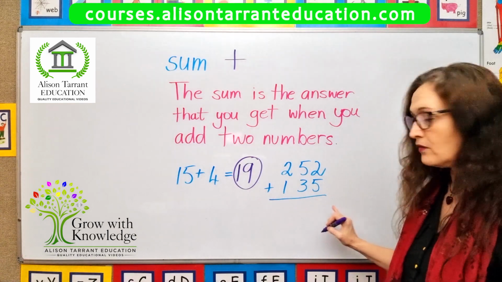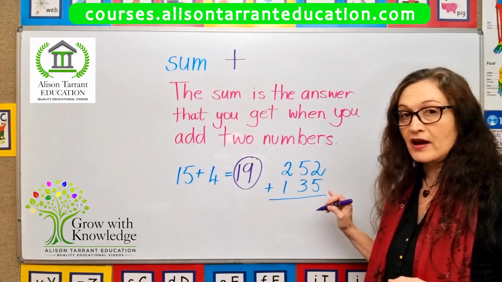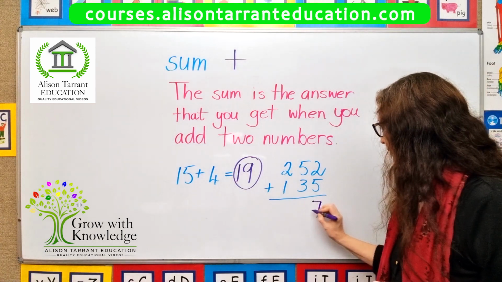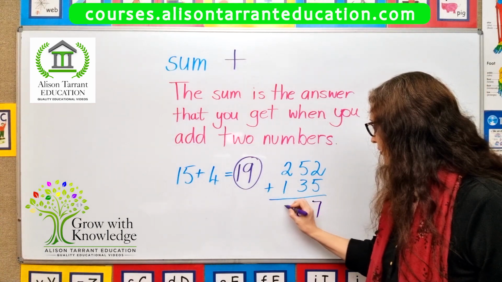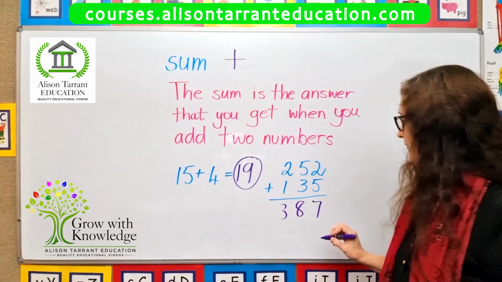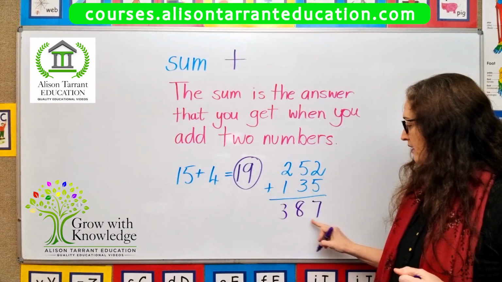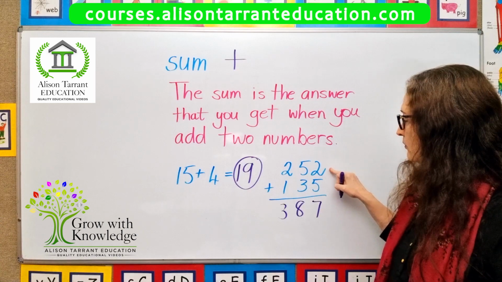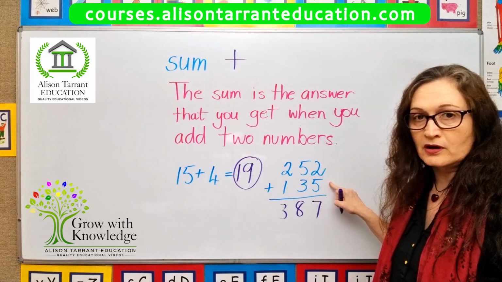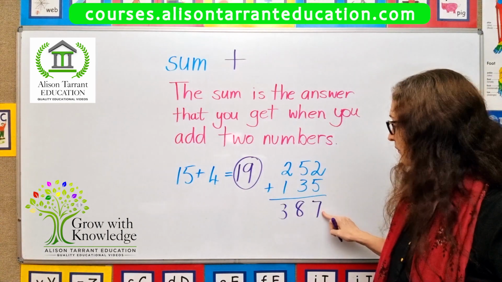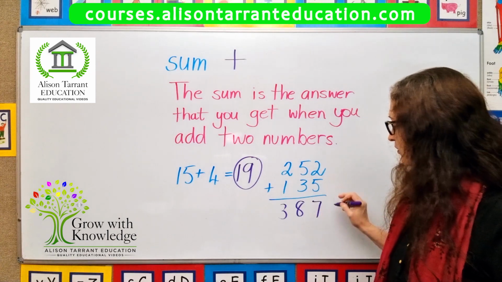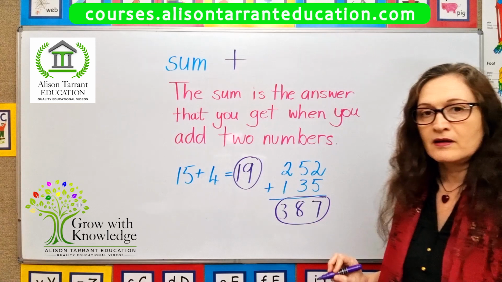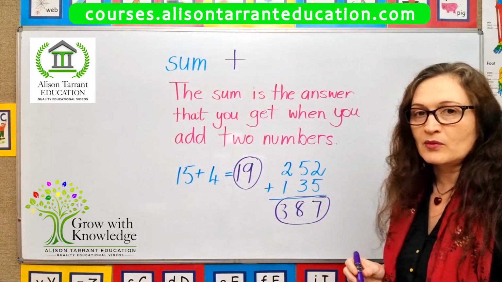Now if you take a look at this number here, I'll just add these numbers up and get the sum. So this would be 7, 8 and 3. So 387 is the answer that you get when you add 252 plus 135. This is the sum that you get when you add these two numbers. So 387 is the sum of these two numbers.